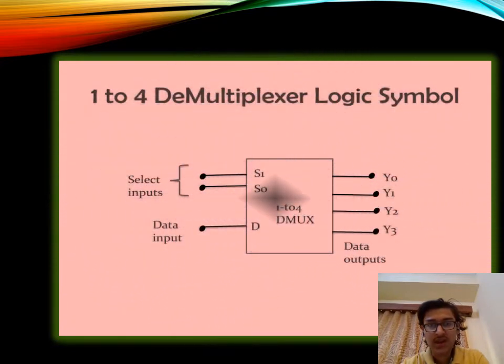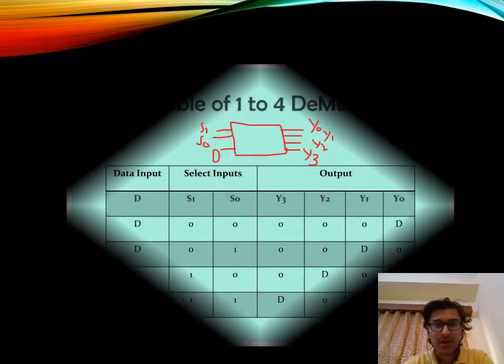So this is the logic symbol of demultiplexer. These are the select inputs S1 and S0. We can change them to get different outputs like 00, 01, 10, 11. This is the data input D, and these are the outputs Y0, Y1, Y2, Y3. While making a truth table, I will explain how to make the truth table using this. Draw this symbol. So this is the truth table of demultiplexer.